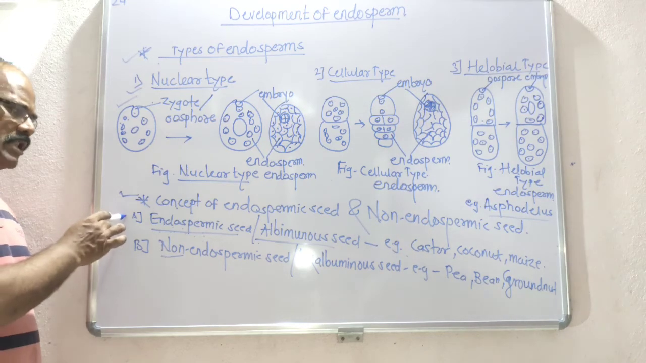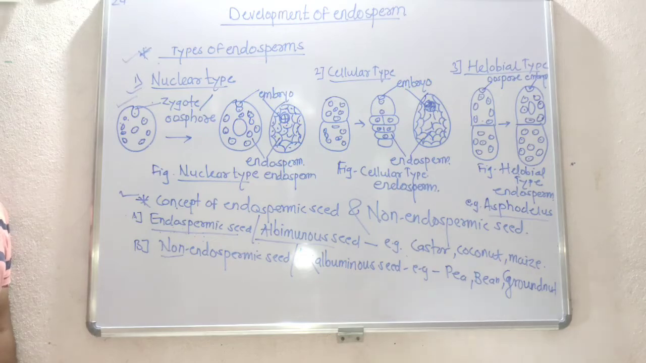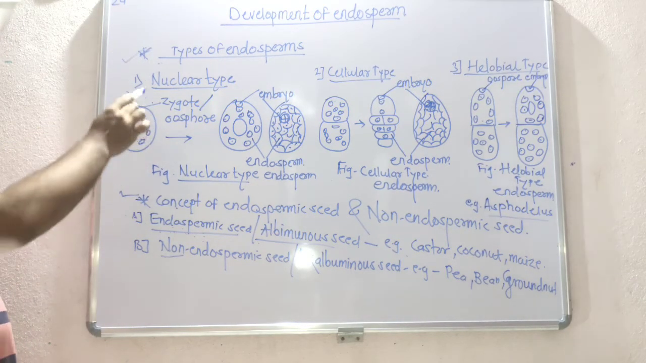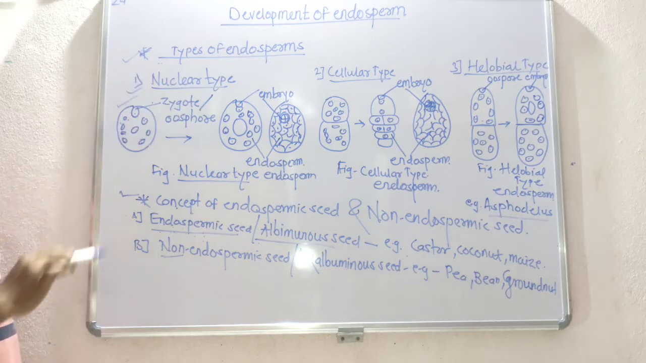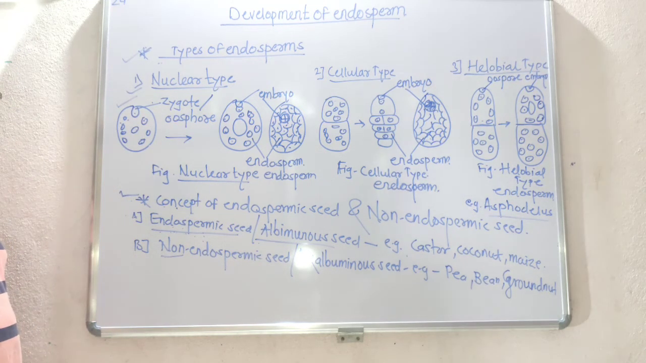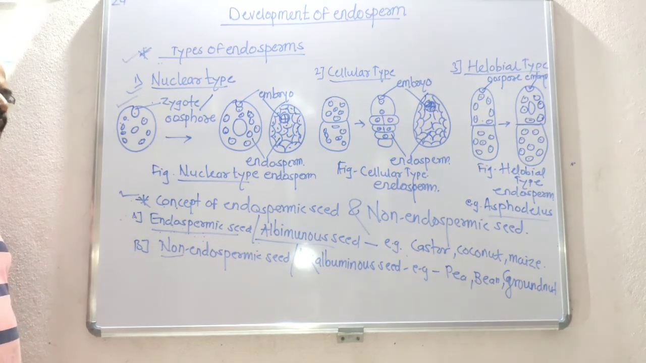These are the two concepts: endospermic seeds and non-endospermic seeds. Today we learned about the types of endosperms on the basis of mode of development: nuclear type, cellular type, and helobial type. Then we learned about the concept of endospermic and non-endospermic seeds, what is meant by each, and examples related to them.